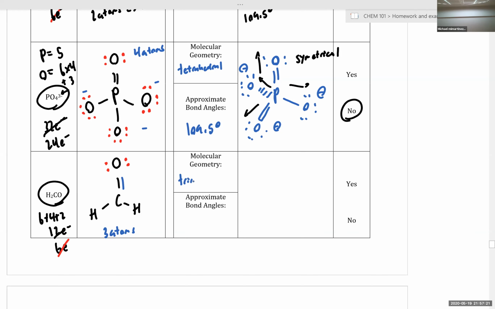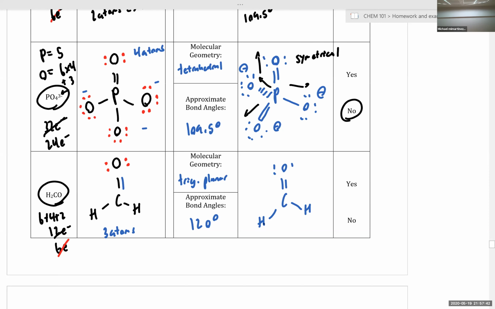So our molecular geometry is trigonal planar with an approximate bond angle of 120 degrees. So we draw this molecule just flat. Oh, whoops, sorry. Old habit from organic. Let me draw the carbon atoms properly.